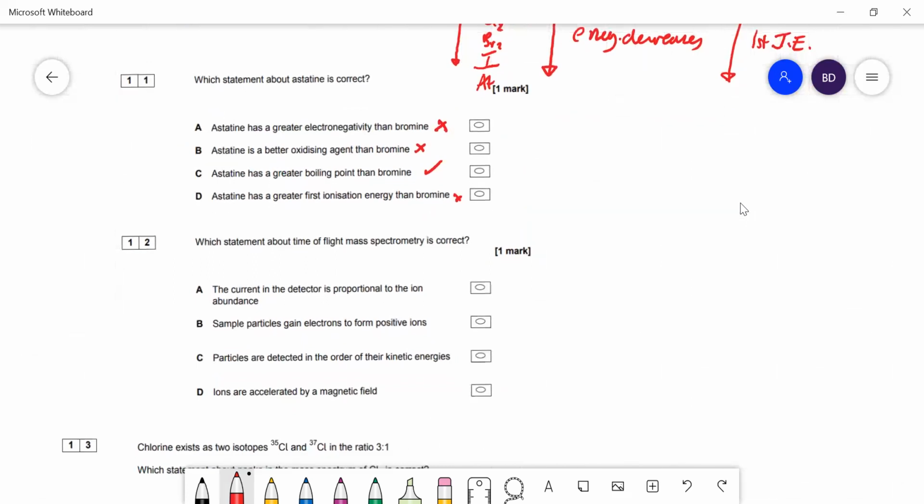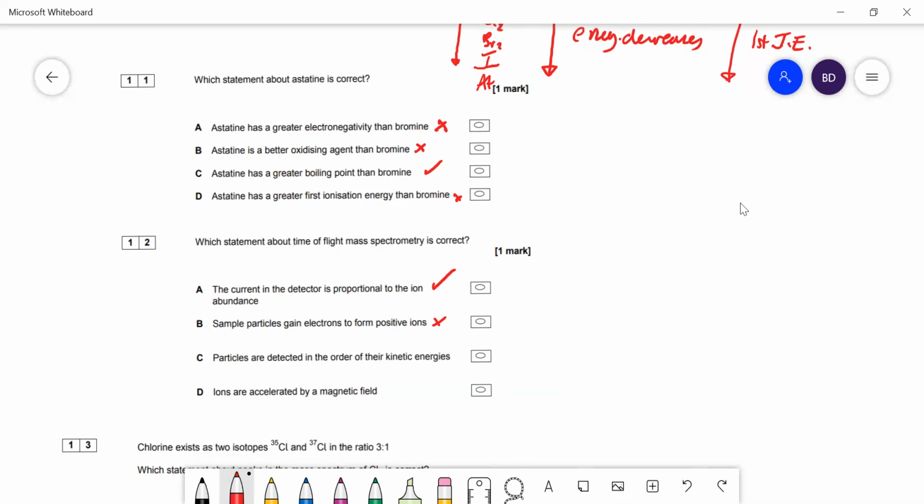Which statement about time of flight mass spectrometry is correct? The current in the detector is proportional to the ion abundance. That is true. Let's check the other ones. Sample particles gain electrons to form positive ions. Well, they don't. They lose electrons.